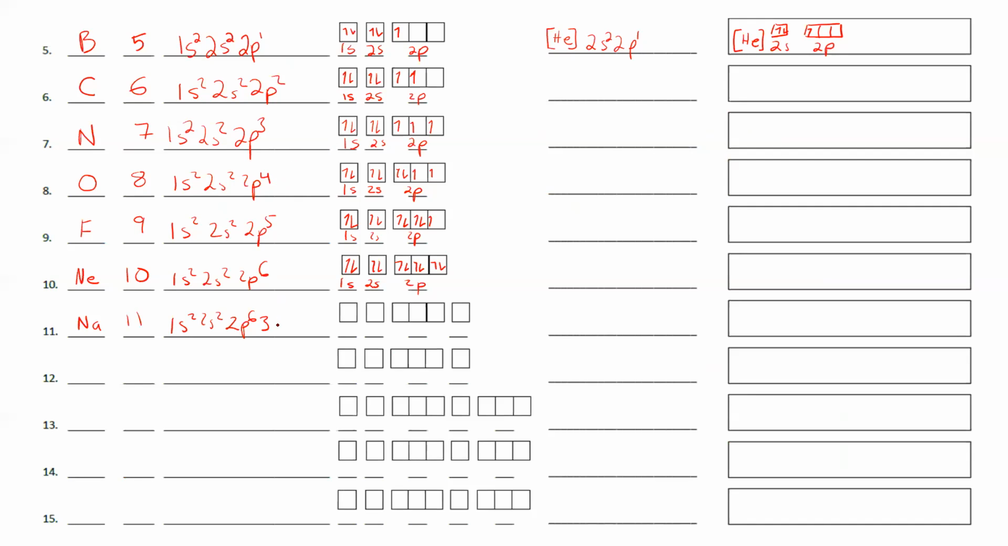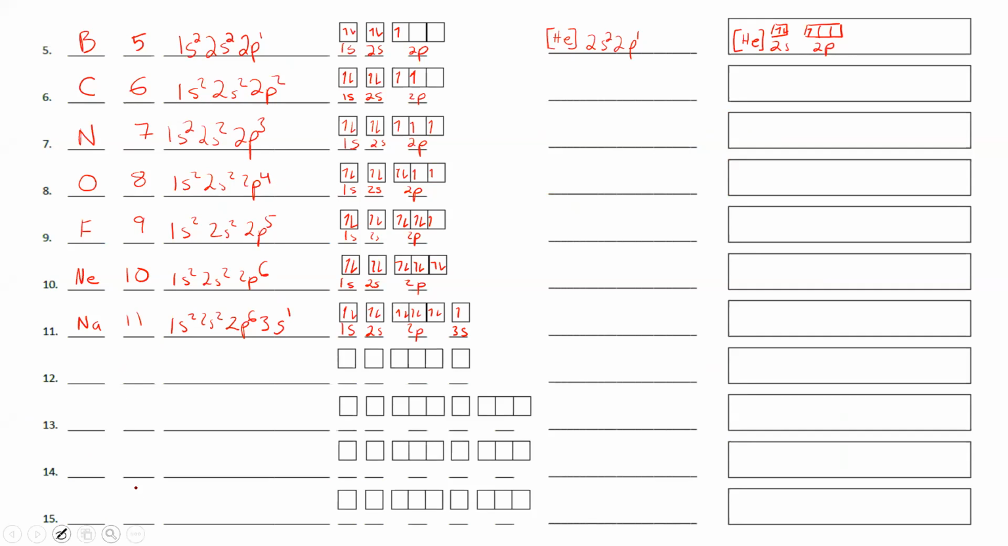So this is our 3s orbital, and there's 1 electron there. So now we have our 1s, 2s, 2p, and 3s orbitals. We have 11 electrons to put in here, so 1, 2, 3, 4, 5, 6, 7, 8, 9, 10, and our 11th electron is the one that goes in the 3s orbital.